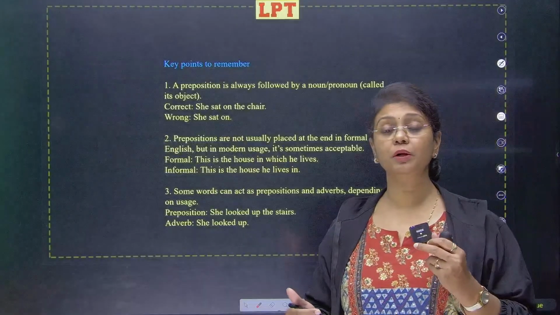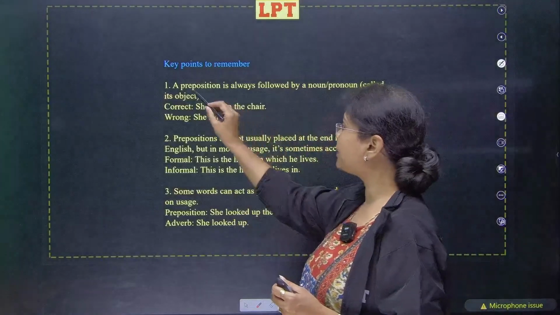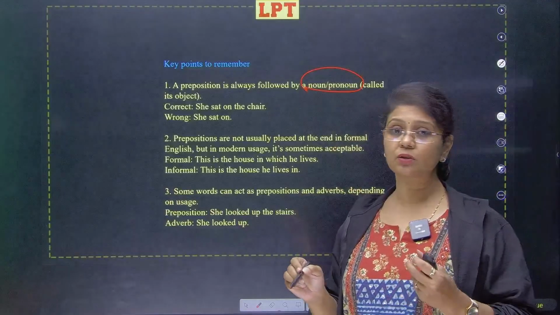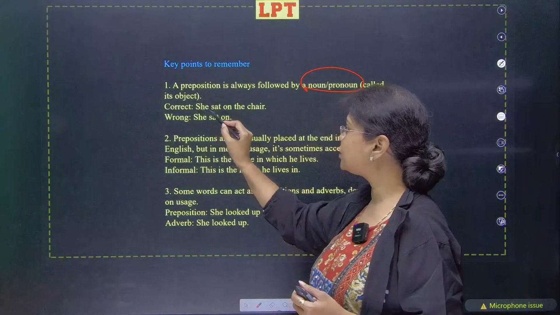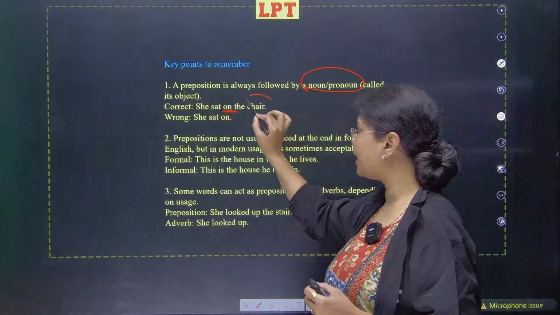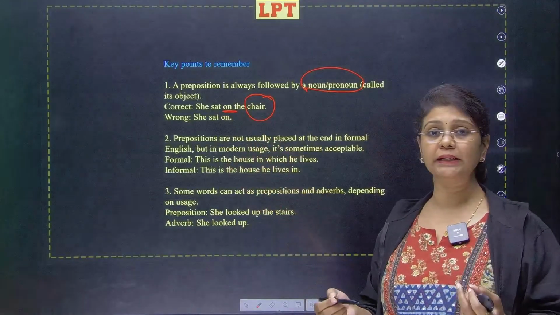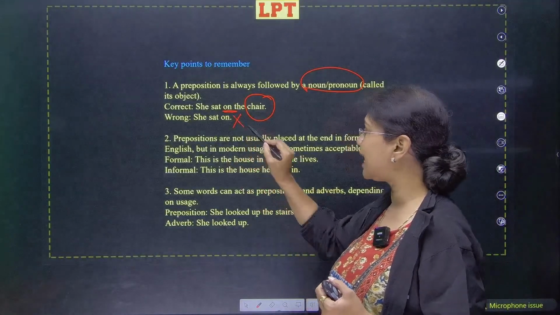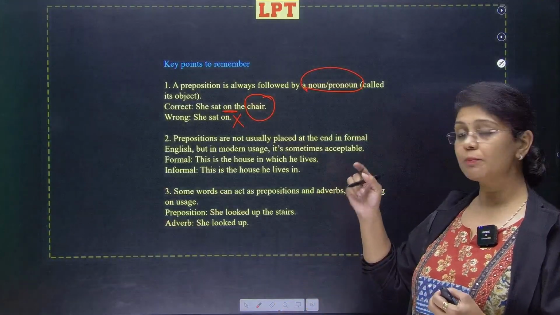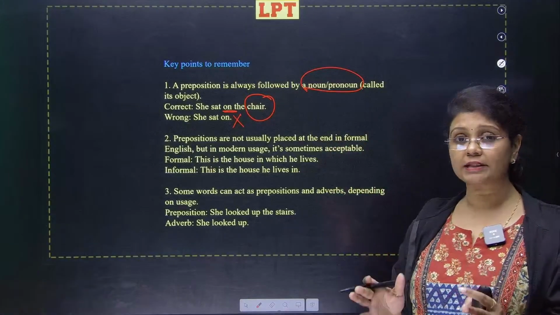What you should remember as a key point about prepositions is that a preposition is always followed by a noun or a pronoun called its object. When you say "she sat on the chair", you have the preposition on and then the noun chair. If you don't have an object, it doesn't make sense. When you say "she sat on", this is an incomplete or ungrammatical idea. So remember, a preposition is always followed by a noun or a pronoun which acts as its object.